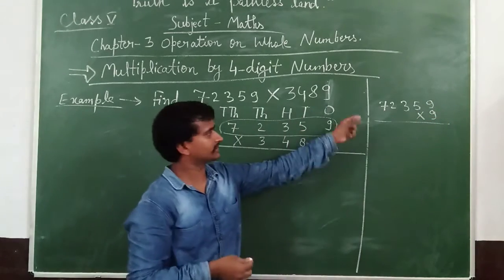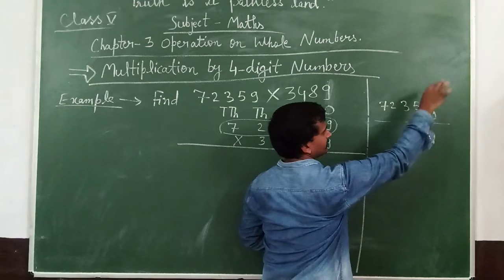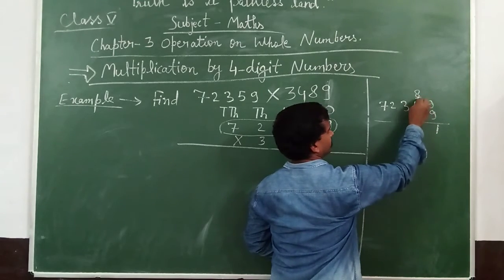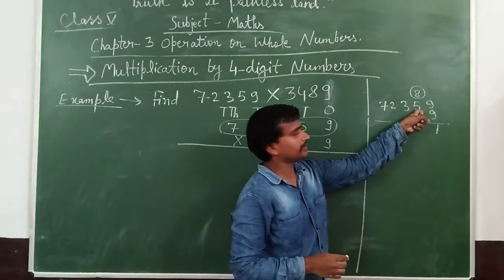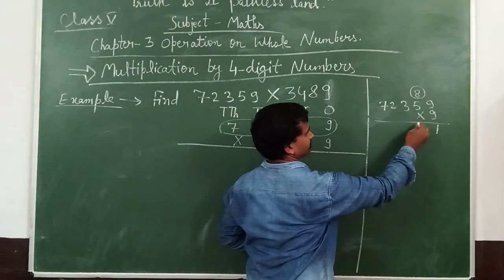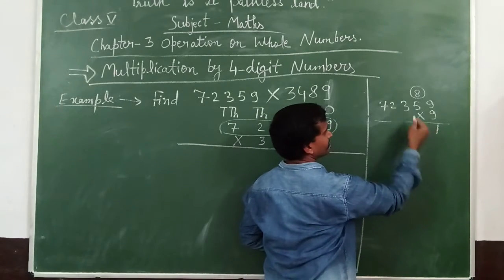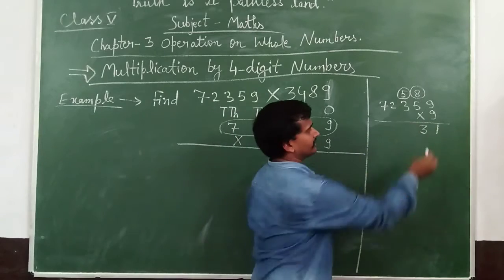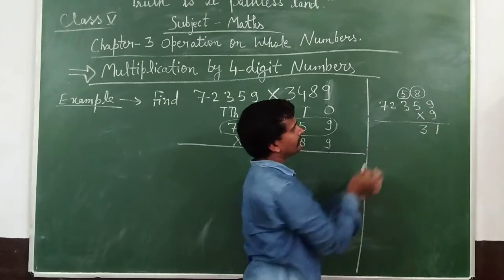We will do multiplication. 9 into 9, 81. We will write here 1 and carry 8. 9 multiplied by 5, 45, 45 and 8, 53. We will write here 3 and 5 will carry. Then 9 multiplied by 3, 27.